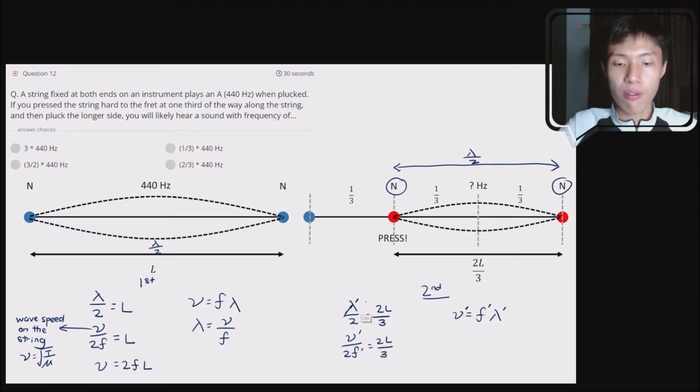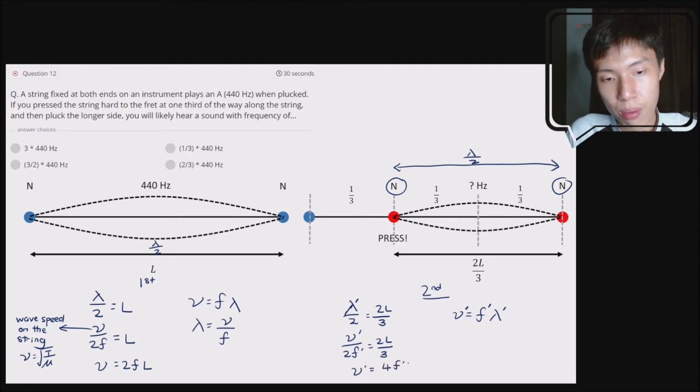You know that for the first situation and the second situation, the wave speed will be the same, because you are not changing how tight you stretch the string. You are not changing the mass per unit length of the string. So the v over here will be the same as the v prime over here. So you want to compare it. Let's bring everything else to the right hand side, leaving v prime on the left hand side. So v prime equals 4 f prime l divided by 3.